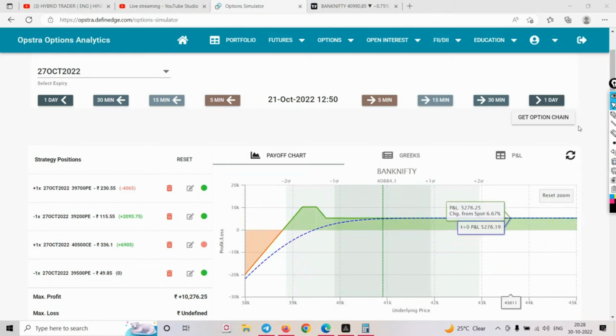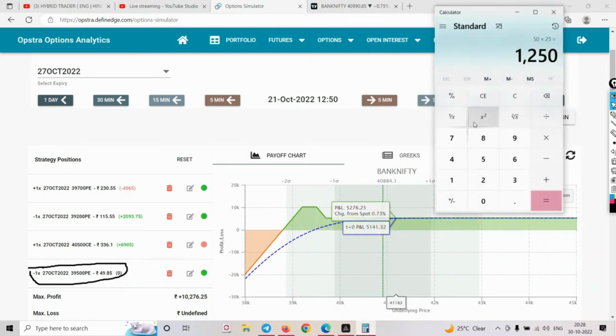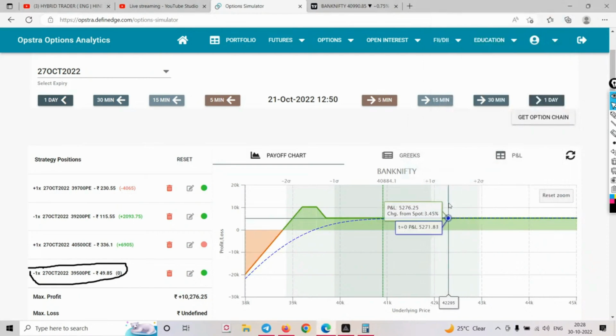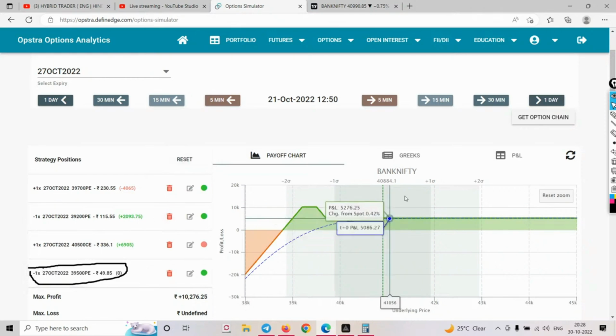But still, if someone has that view, you can increase the lot here. If you just increase the lot, another 50 into 25, what is 50 into 25, basically? This 1,250 will right away add up on your call side. So the number of puts you are selling, the credit will get added to your call side.